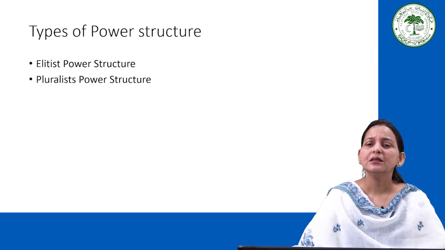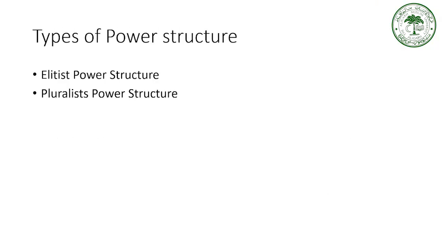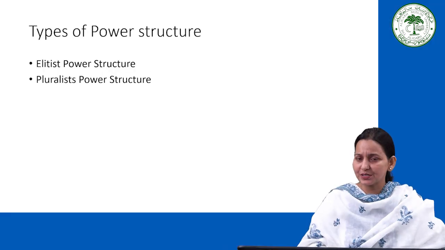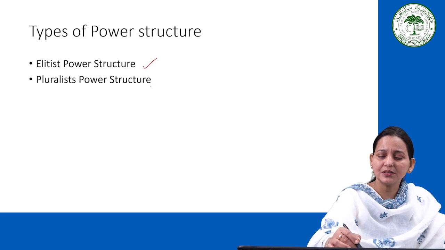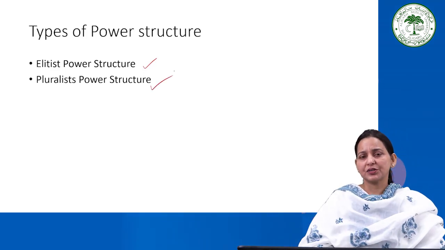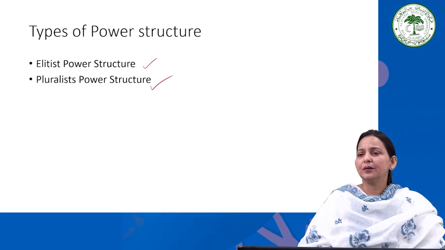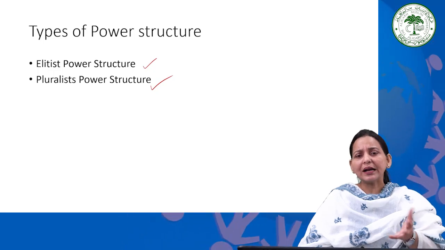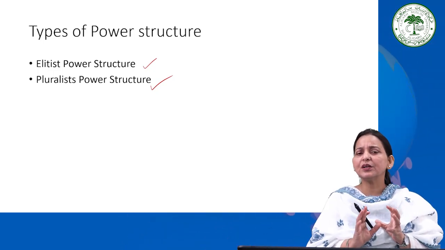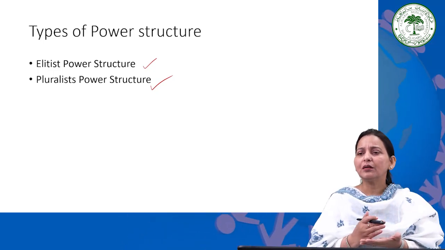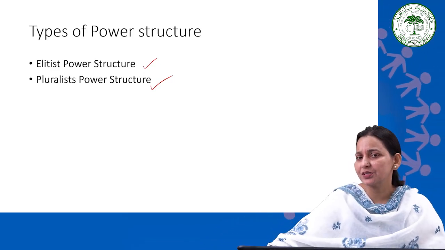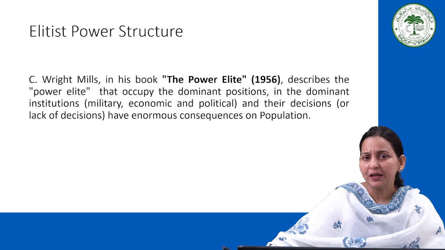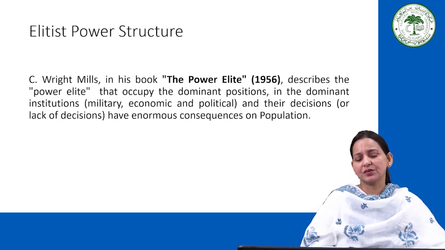Moving ahead, types of power structure. There are actually two kinds of power structure that have been identified in the community. One is the elitist power structure, and the second is the pluralistic power structure. Among these community studies, these two categories are usually identified, and you have to be very keen in identifying what kind of power structure is present in that community. So what is the elitist power structure?